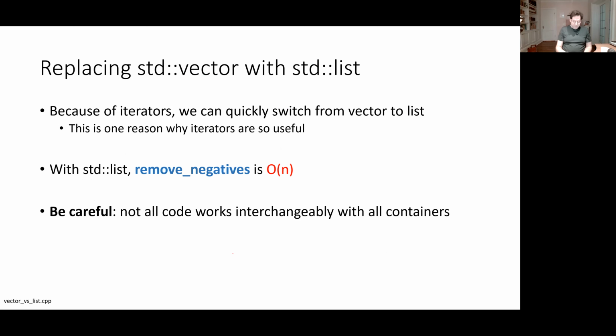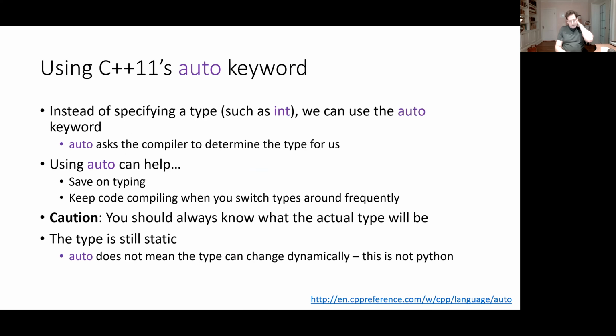Okay. Let me show you another. We had questions last week about the auto keyword. So this is where auto now becomes useful. So instead of specifying a type like an int or an iterator, we can use the auto keyword. And when you type auto, it just means you're telling the compiler you should be able to figure out the type. So it can save you typing, and it can make it easier to keep your code compiling if you're switching around types, because you can change one type and some other lines can just automatically adapt, so you have fewer lines to type. You should always know what the type will be.